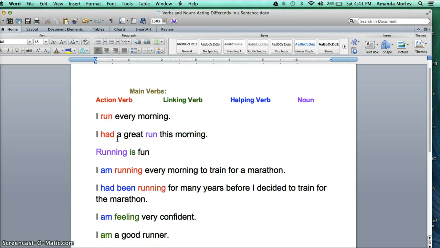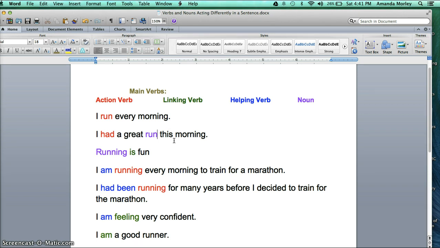Is this action verb, can you go back and remember, is this action verb transitive or intransitive? If it has an object, it's transitive. Transitive verbs have an object. What did I have? I had a run. So the run, even though sometimes that serves as a verb, is now serving as a noun. Do you understand? It's a thing that I had. It's something that I possessed.